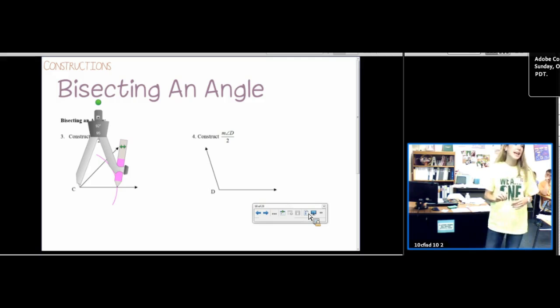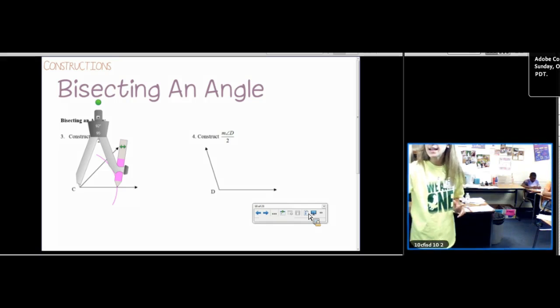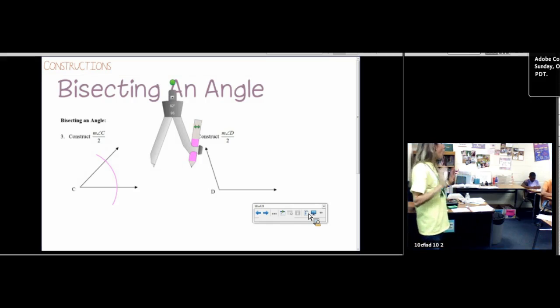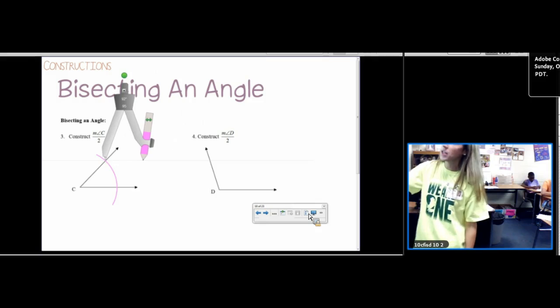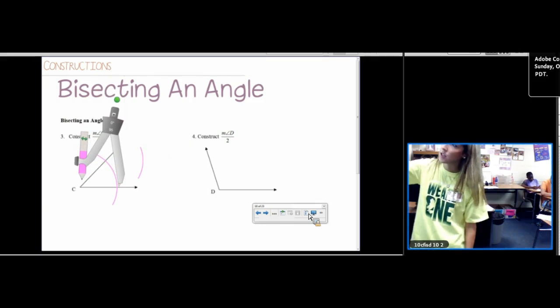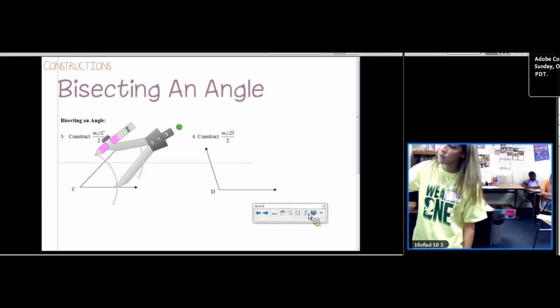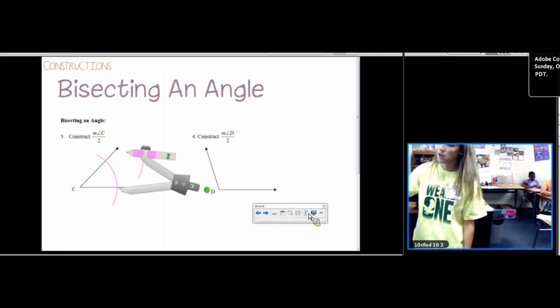I need everyone's compasses down. Look at me at the board. So, I made an arc. My arc intersected my angle twice. So, all you have to do now is put the needle on one of the intersections and make an arc. And then put the needle at the other intersection, which is easier to do not on the computer screen. Put it on the other intersection and make another arc.